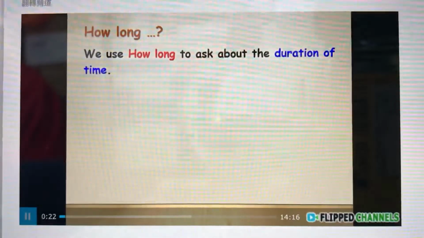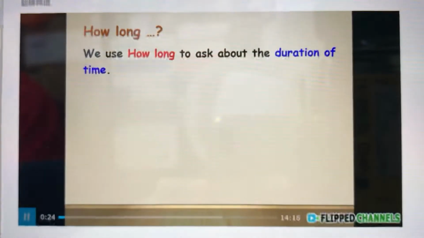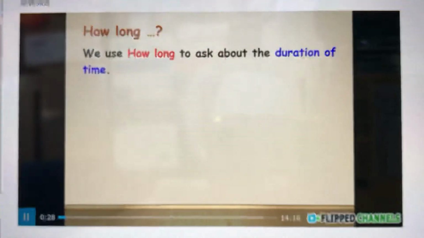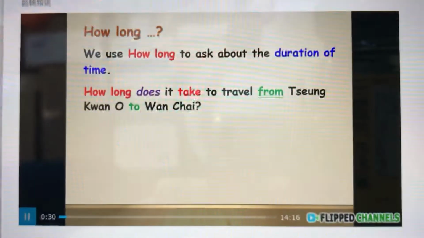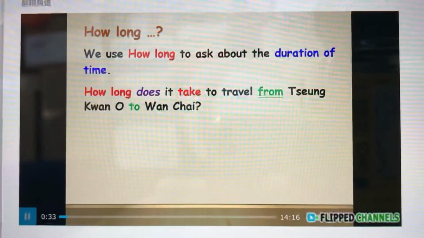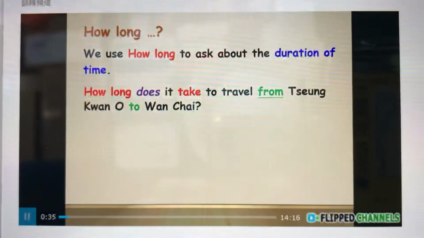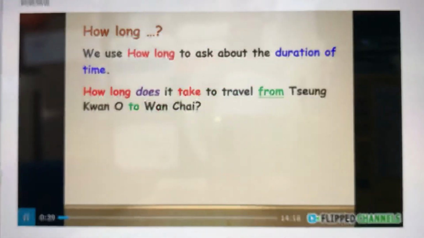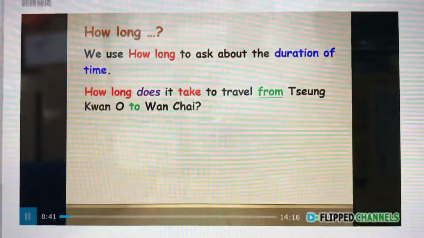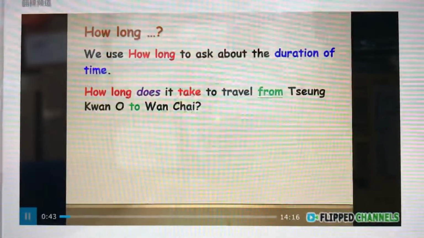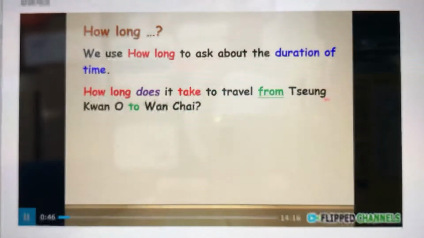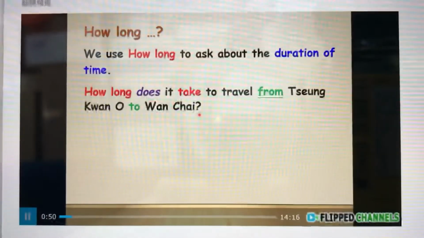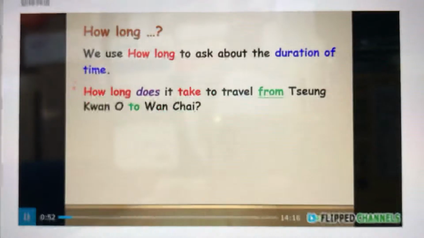How long? We use how long to ask about the time, the duration of time. The example is, how long does it take to travel from Cheung-Kwan-O to Wan-Chai? In this question, there are two places. Do you know what they are? Very good. They are Cheung-Kwan-O and Wan-Chai. The question word here is how long.